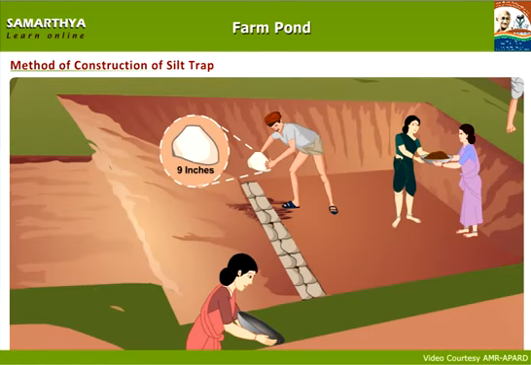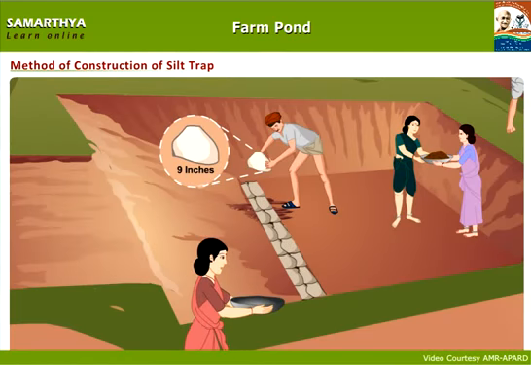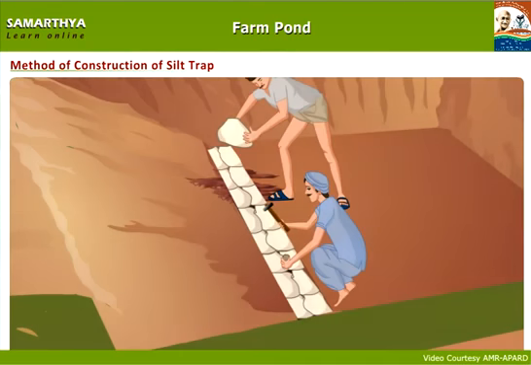A toe wall of 0.45 meters into 0.45 meters has to be constructed using raw stones of more than 9 inches thickness. A revetment has to be made at the lower side. This toe wall is used as a foundation for the revetment.